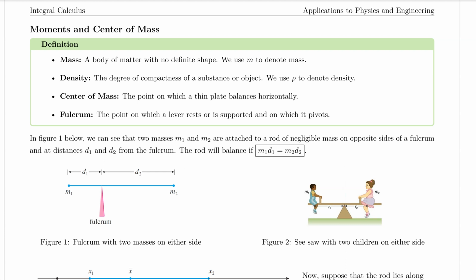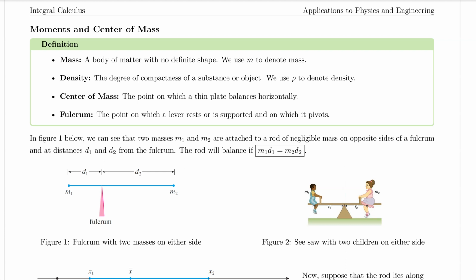In figure 1 below, we can see that two masses m1 and m2 are attached to a rod of negligible mass on opposite sides of a fulcrum and at distances d1 and d2 from the fulcrum. This rod will balance if m1 times d1 is equal to m2 times d2. Now that shouldn't be surprising if you've ever ridden a seesaw.